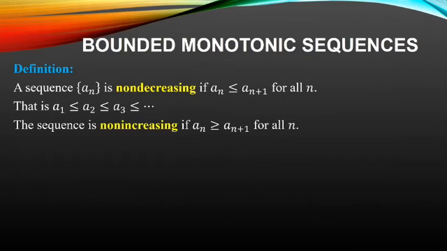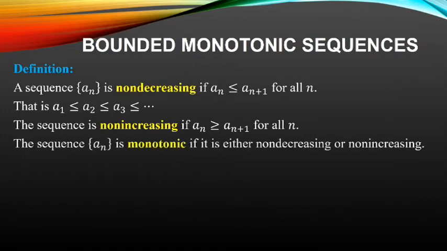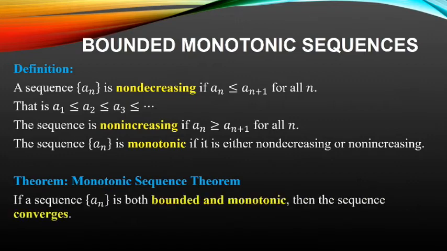And the sequence is non-increasing if the previous term is larger than or equal to the next term for all values of n. The sequence is said to be monotonic if it is either non-decreasing or non-increasing, so either one of the two. Monotonic sequence theorem: if a sequence a sub n is both bounded and monotonic, then the sequence converges. Bounded means there is a limit to the value, and monotonic means either non-decreasing or non-increasing, so the sequence converges.